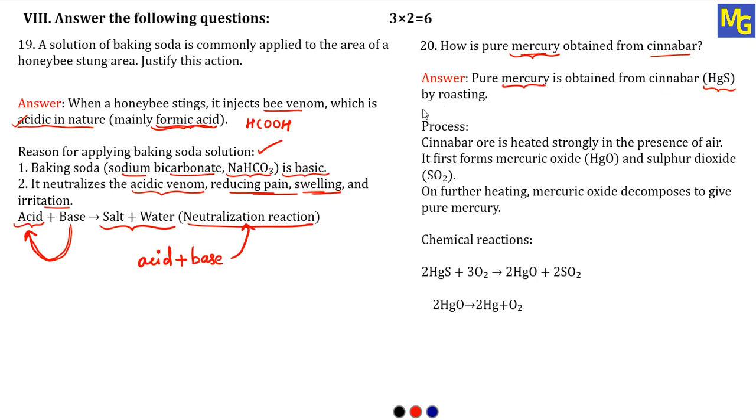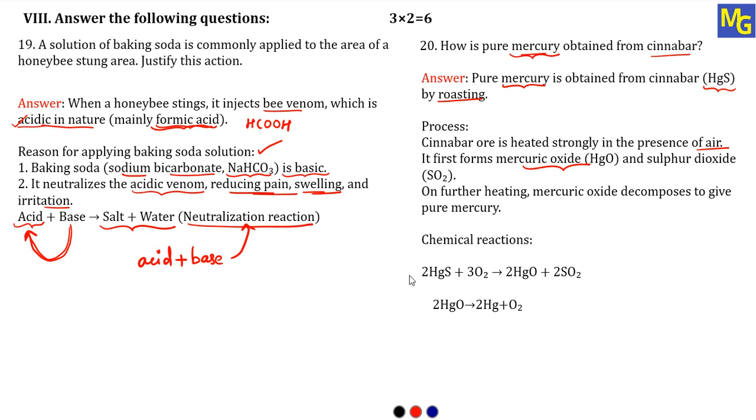This can be done by the process called roasting. What is roasting? Roasting is nothing but the method where the ore is heated in presence of air and the pure metal will be prepared. So what is the process here? Cinnabar ore is heated strongly in presence of air. It forms mercuric oxide and sulfur dioxide.